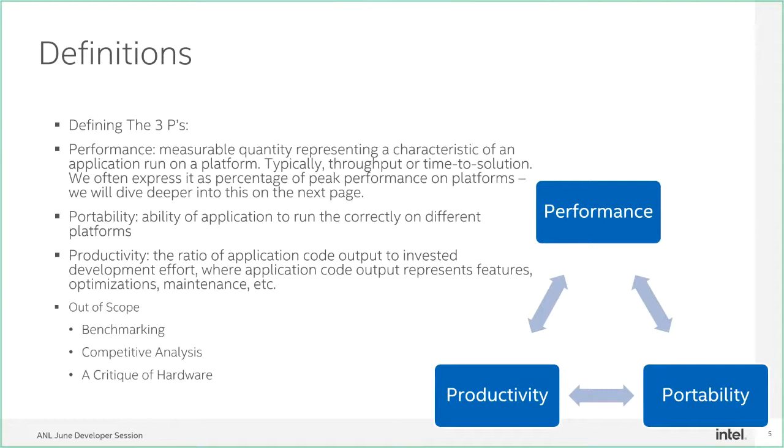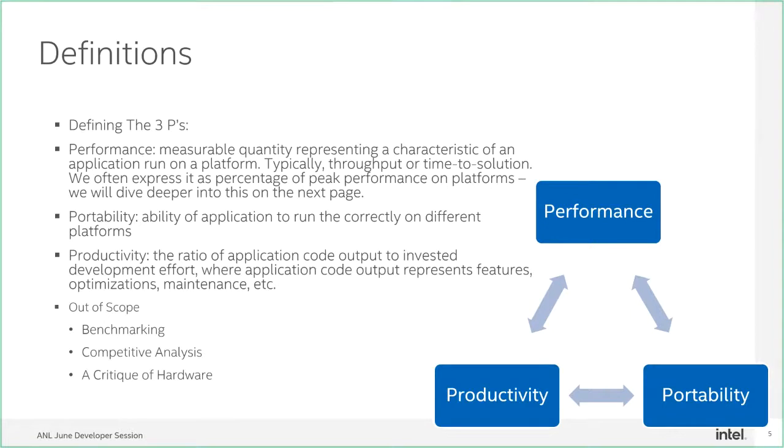Portability, the ability of an application to run correctly on different platforms. Correctness is key, and the ability to run the same code on multiple platforms is key. So actually with data parallel C++, our code divergence is really 1 because the code runs correctly without any modifications across all of the platforms. And then of course productivity, and this is the ratio of application code that you needed to implement to get the features or the optimizations, etc.